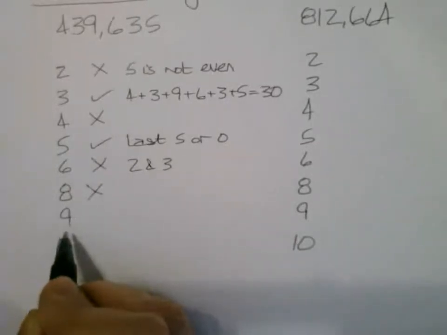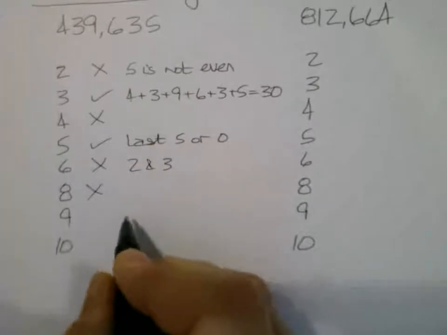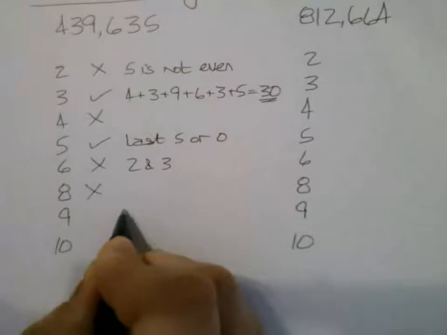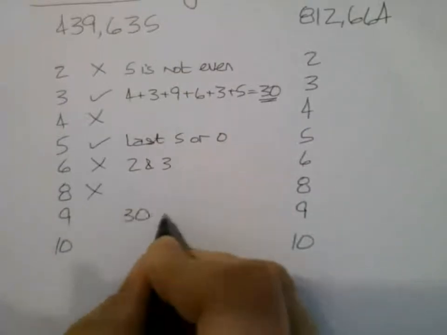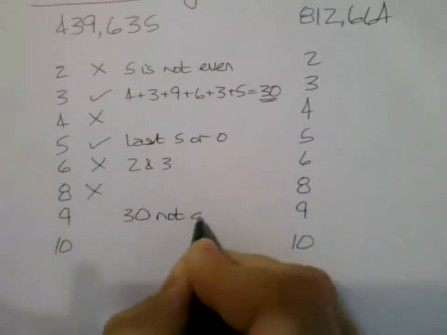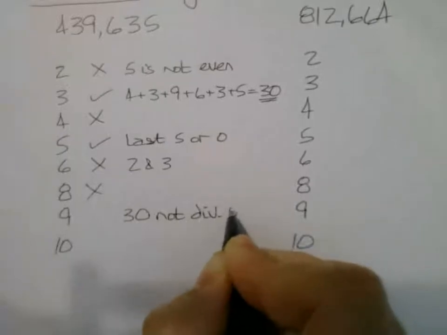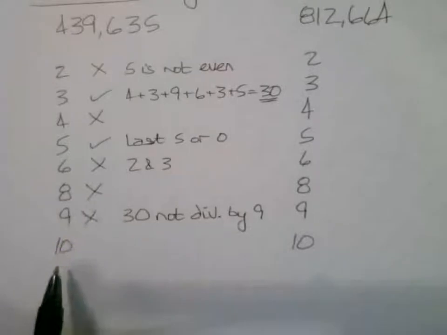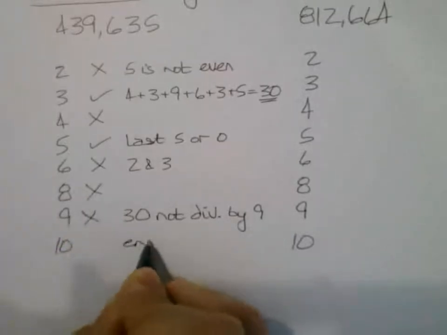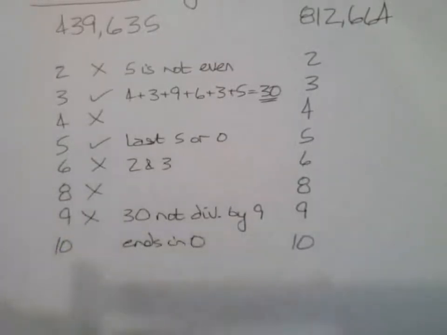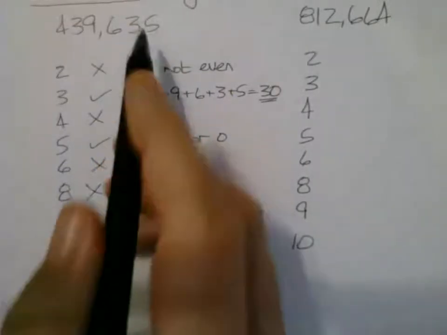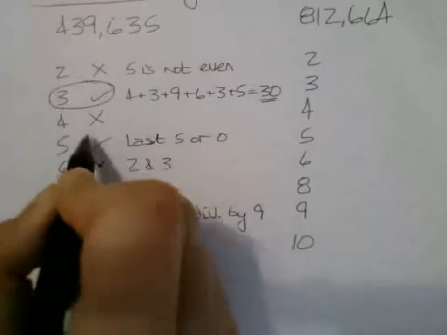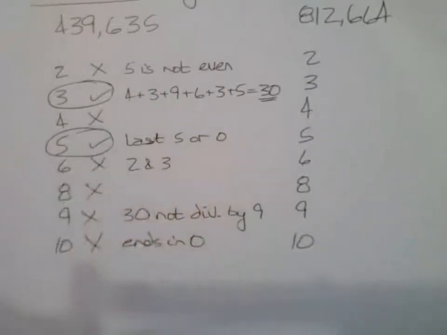9: the sum of the digits has to be divisible by 9. Well, the sum of the digits, we already did that up here for 3 and got 30, which is not divisible by 9. If 30 isn't, then the whole number isn't. Divisible by 10 means the number ends in 0. It doesn't, so not 10. The only ones we have here are 3 and 5 that worked.